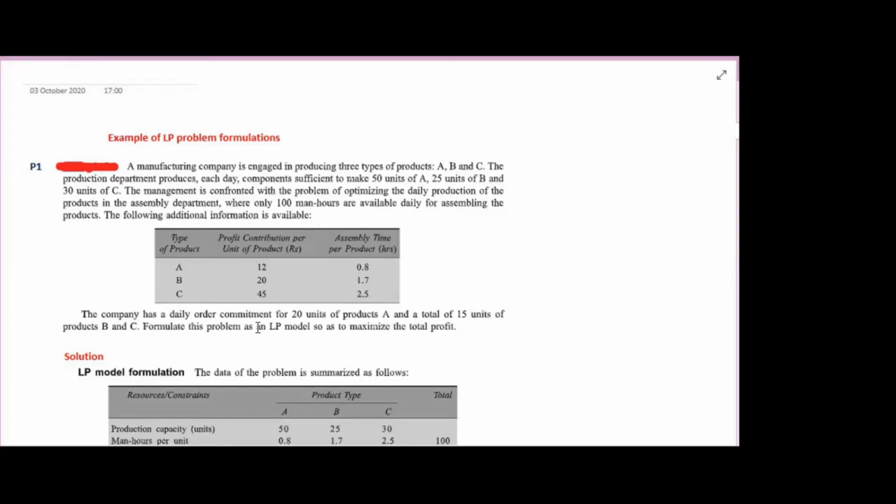So what have we been given? Profit. From the profit, we can develop the objective function, right? Here is the time constraint, meaning the time required for producing each product, and the total time available is 100 man hours daily, right? So by using this 100 man hours, you can utilize them for production of A, B, and C, right? So let us see how to solve this problem, right?